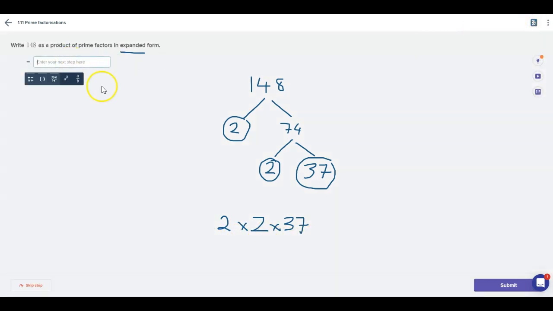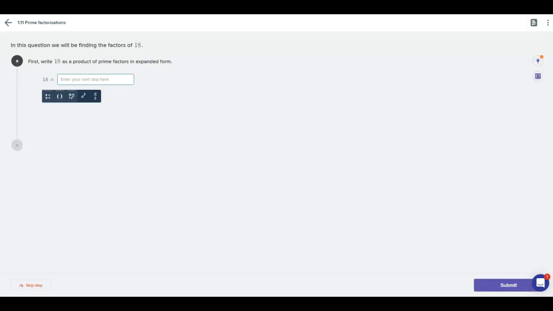So I come back here to enter it in. I have 2. Remember to make sure you do the multiply symbol and not the letter X. So 2 times 2 times 37. And we'll submit that to see if we're correct. Yes, we are. The last example they have is, in this question, we'll be finding the factors of 18.